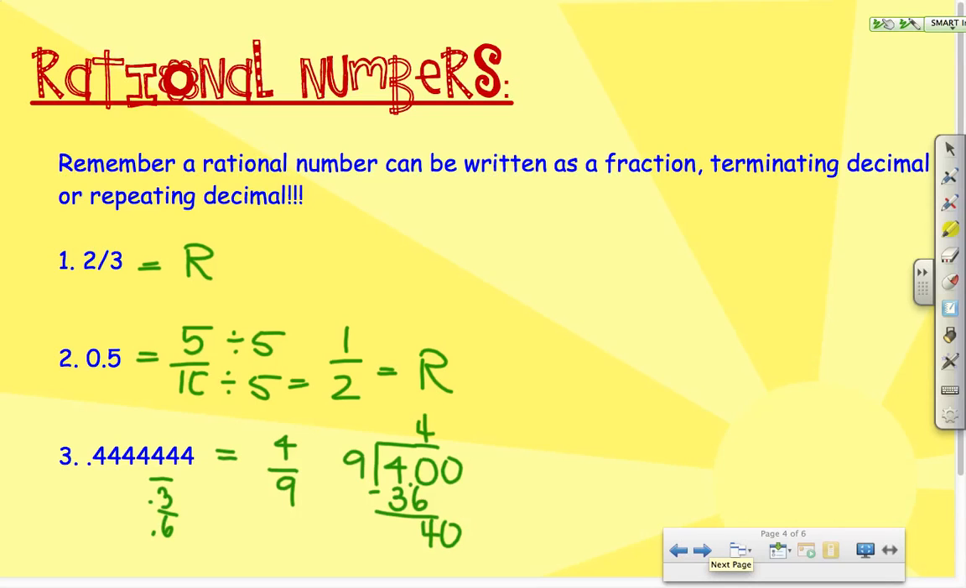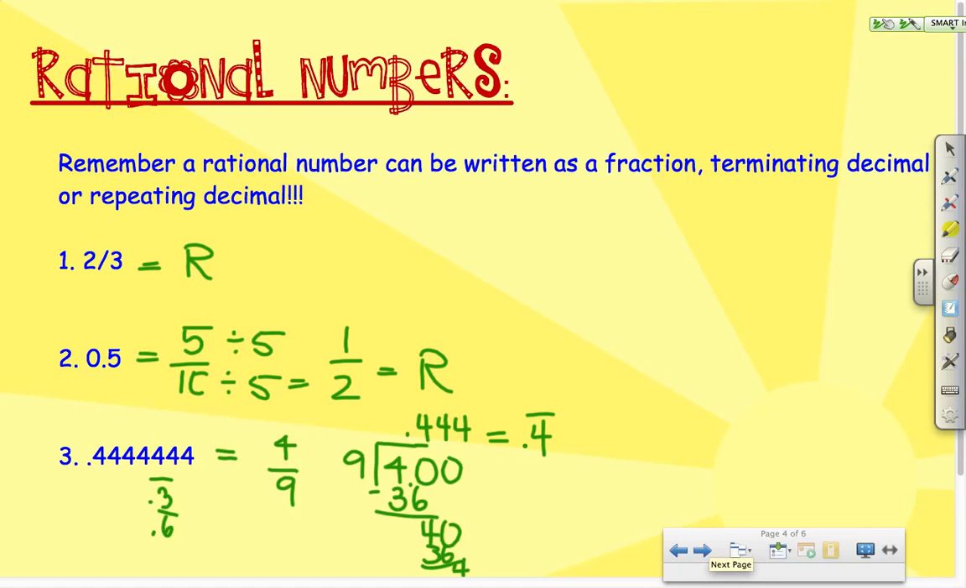Okay, I'm starting to see a pattern here. 40, how many 9s can I get in 40? Well, I can get 4. So 36, and again, I would get a 4 as my remainder, and you're going to see that pattern go on and on and on. So our answer here would be 0.4444, and we just call that 0.4, and we put a repeating sign over the top.